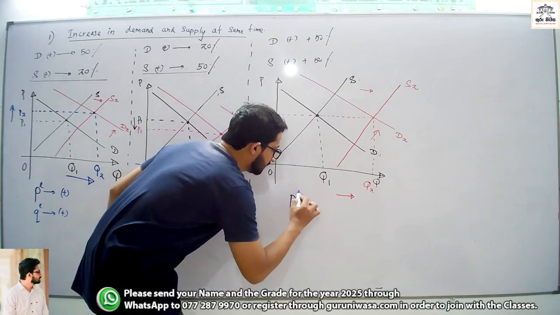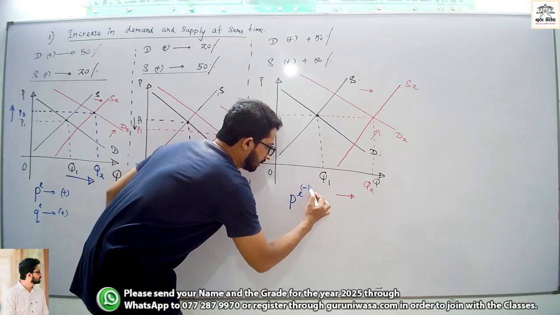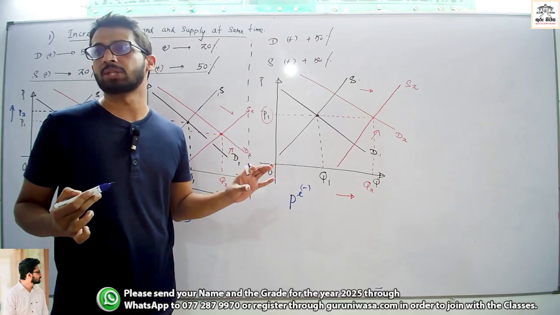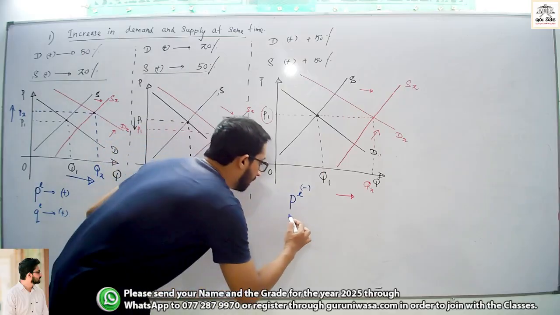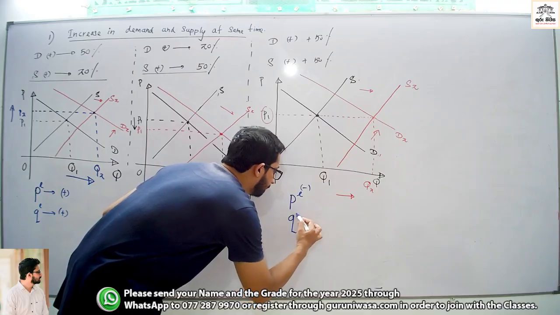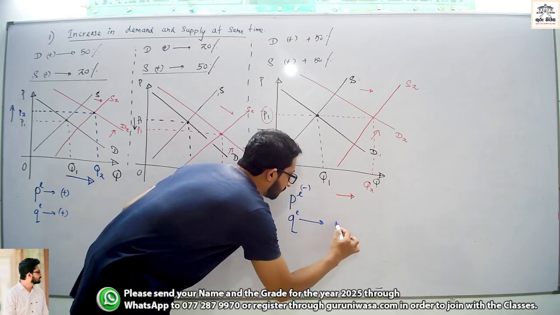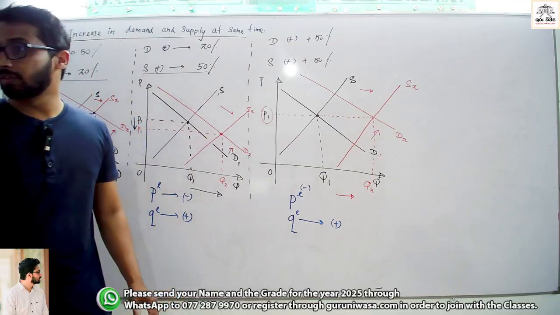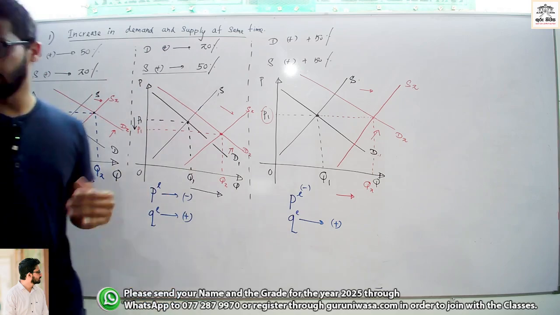Equilibrium price PE doesn't change. I use this symbol to show it doesn't change, it remains constant. But equilibrium quantity increases. So then look at the board for a while. I'll give you time.